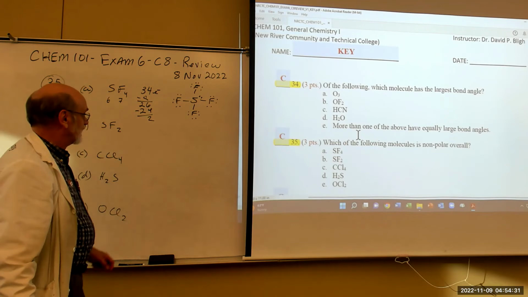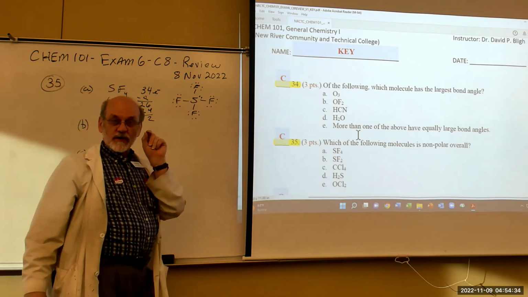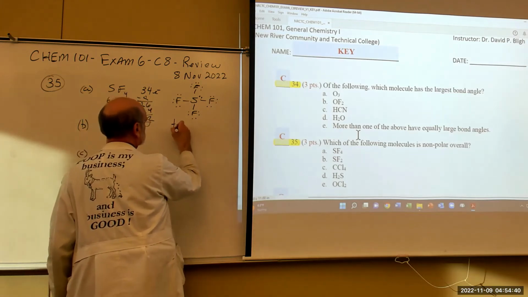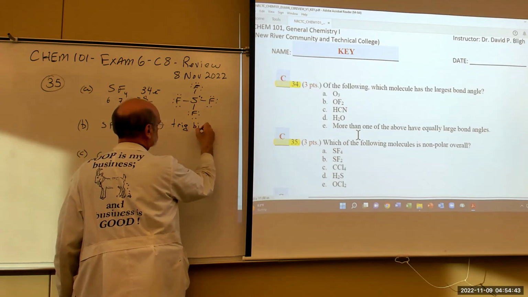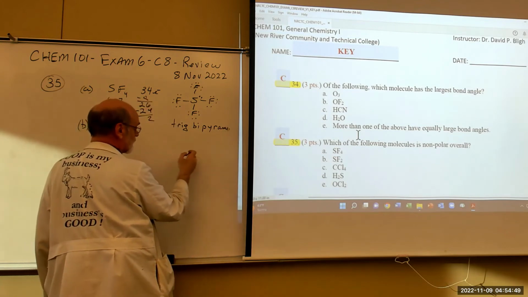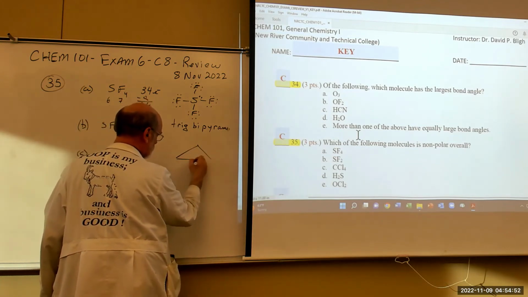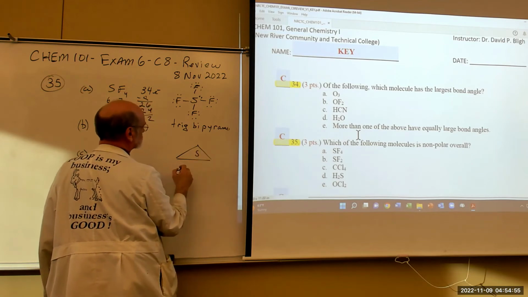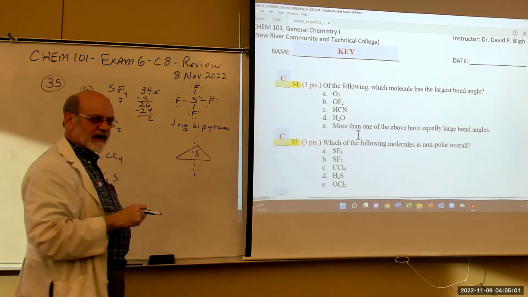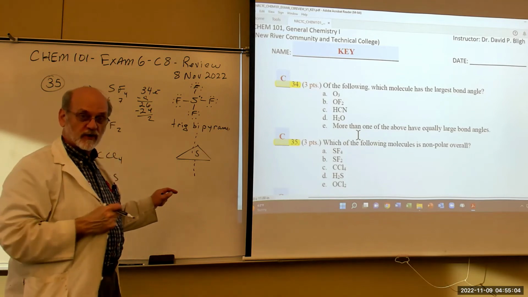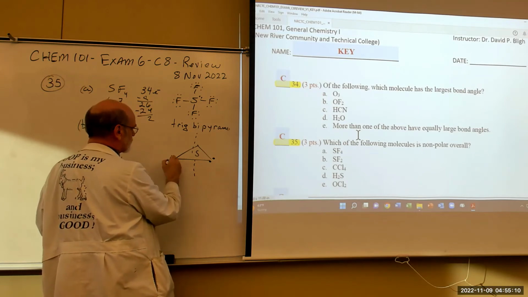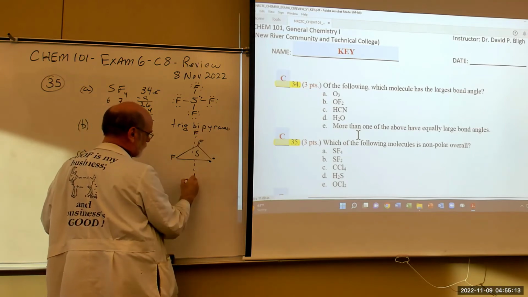Okay. Now, what's the structure of this one with 5 groups? VSEPR says this is trigonal bipyramid. Okay, so that means what? We've got a trigonal base with sulfur in the middle, and we've got something up here and something down here. So where does that lone pair go? Remember, in trigonal bipyramidal, when you have one lone pair, it goes on the triangle. So that means this is a fluorine, that's a fluorine, this is a fluorine, and that's a fluorine.